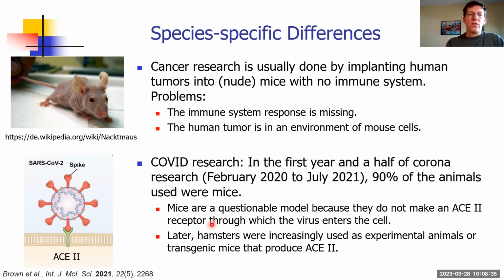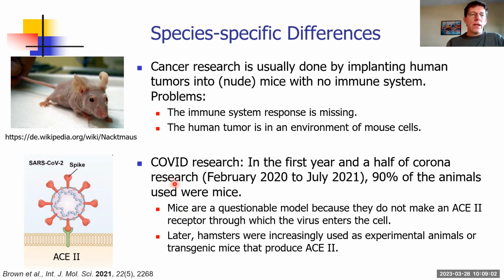Second example is the COVID research. There was a nice overview over the first 1.5 years of Corona research from the beginning of the crisis until July 21. And in this survey, the authors found that 90% of the animals that were used for Corona research were mice. And most of these mice were wild-type mice.